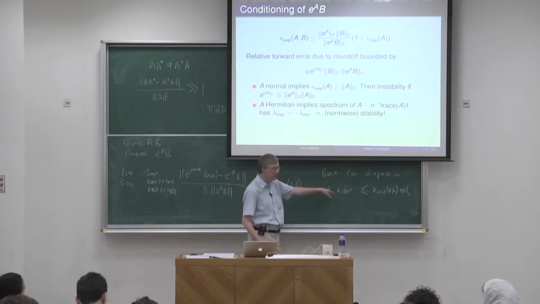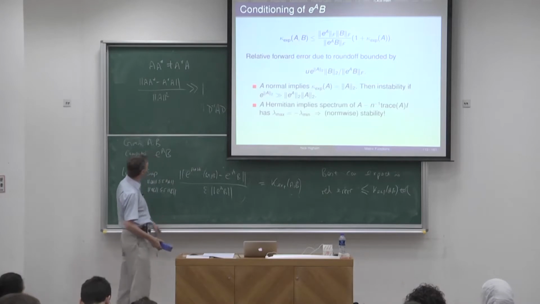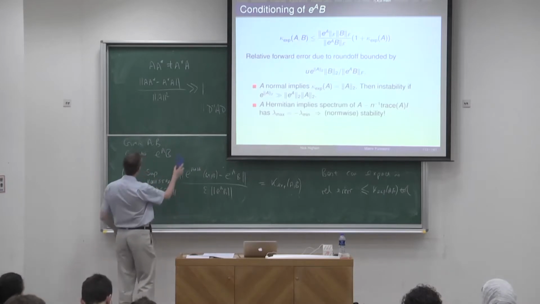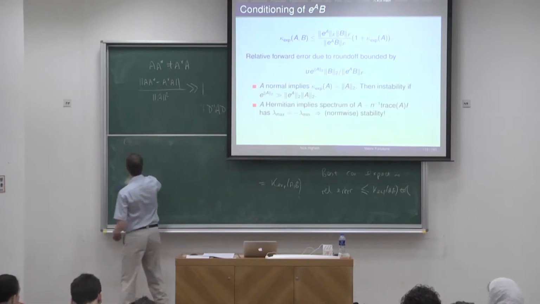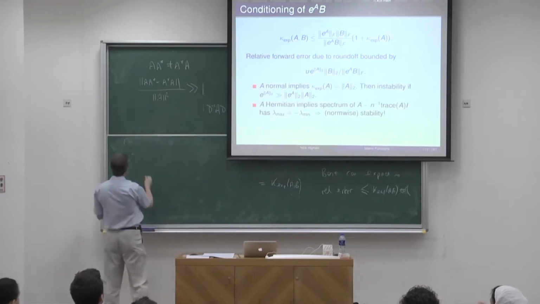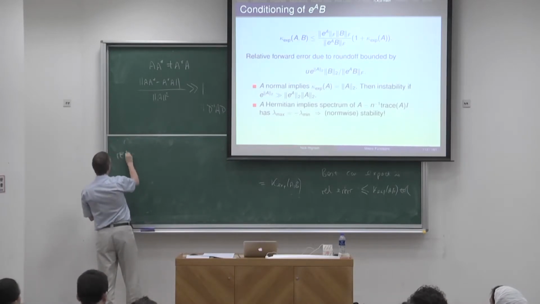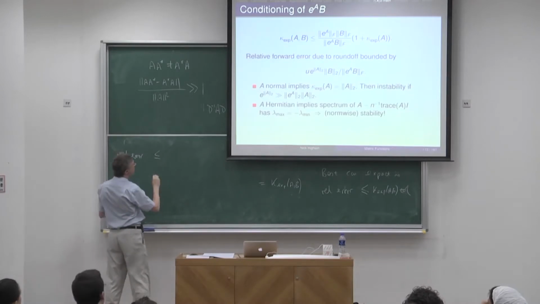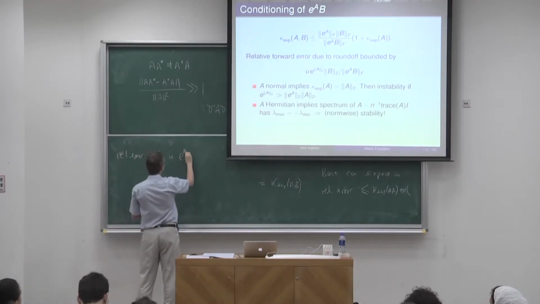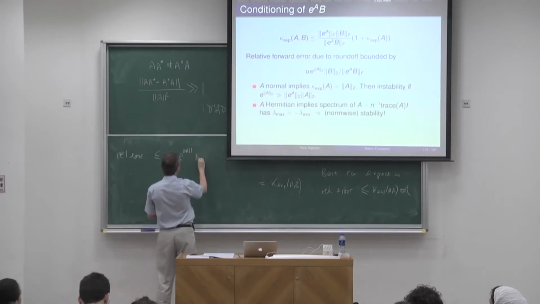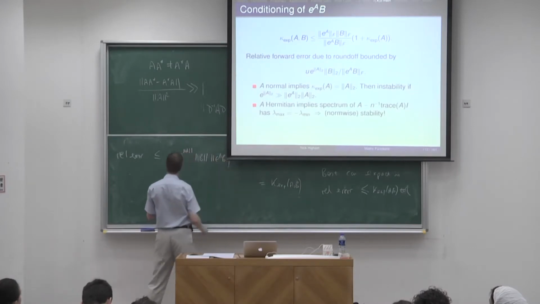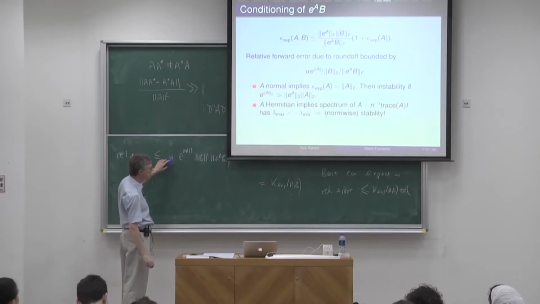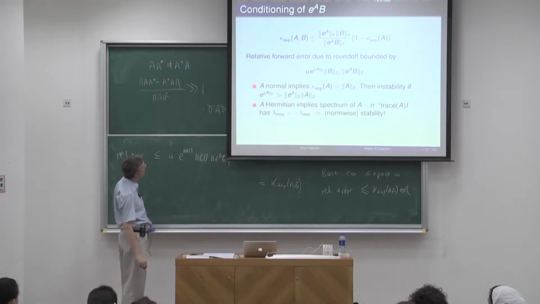So, does the algorithm satisfy this error bound? Well, you can do some rounding error analysis to get the thing in the middle of the slide there. The relative error can be shown to be bounded by the unit roundoff u times e to the norm A, norm B, times norm of e to the AB.